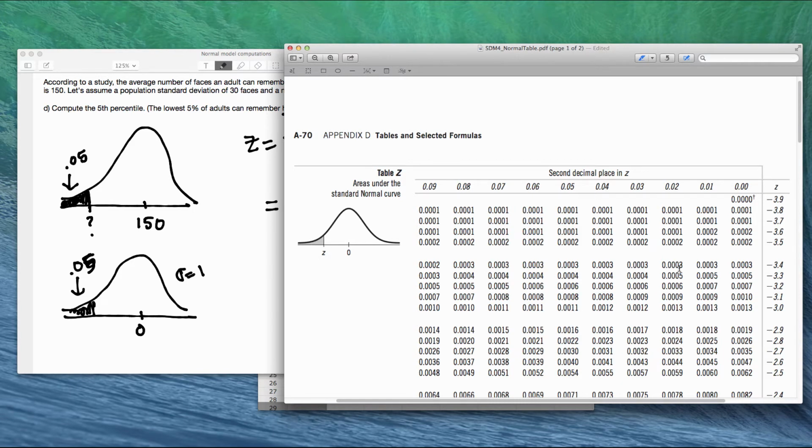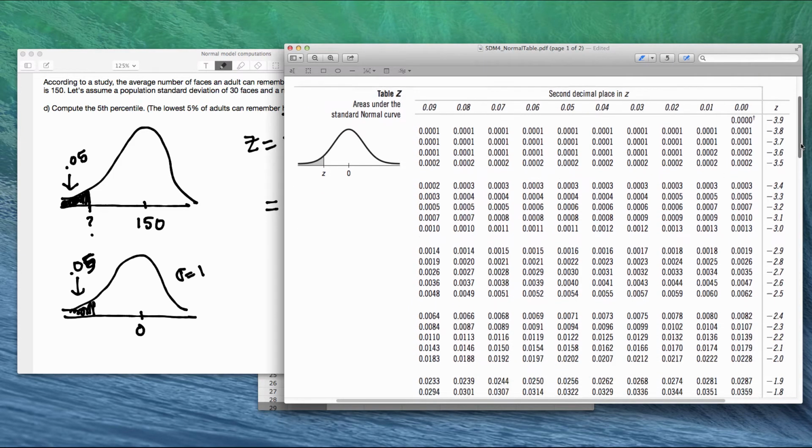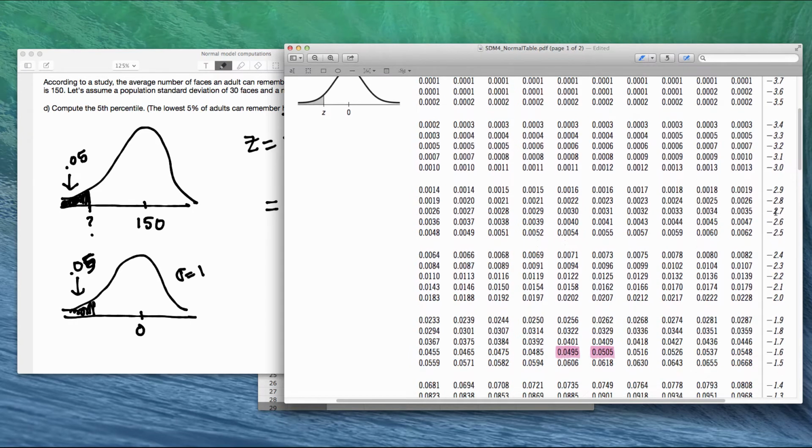I'm going to look in the middle of the table. So this is different than before. Before I started with z-scores and then I figured out what my percent was. Now I'm going to use the table backwards. Where is 0.05? And then let's work backwards to get to the z-value.